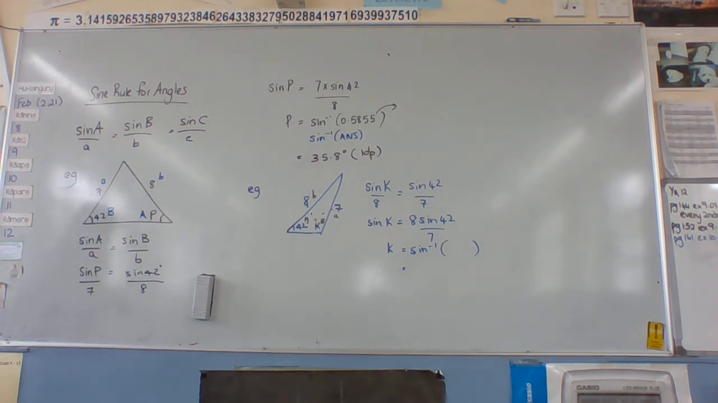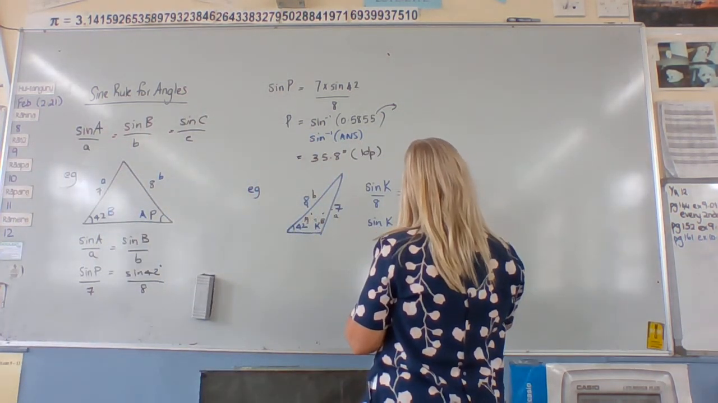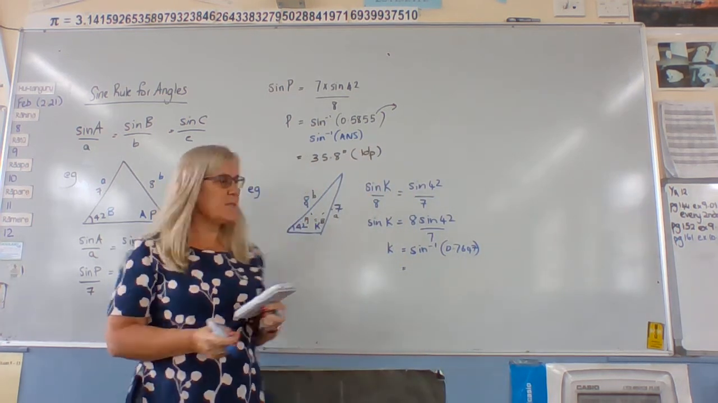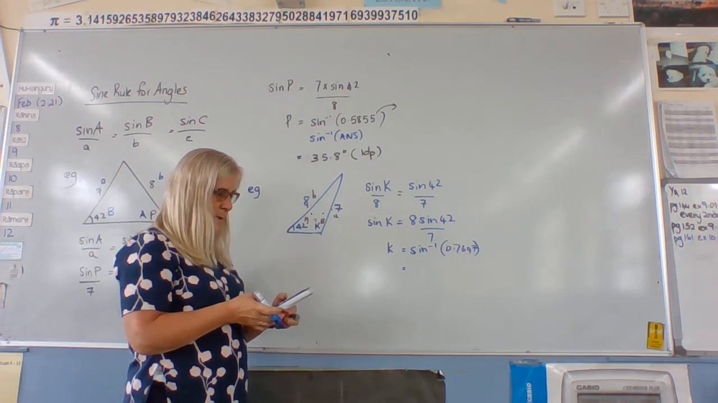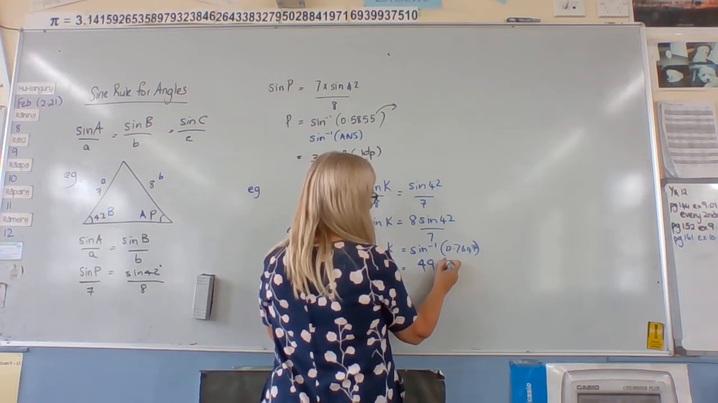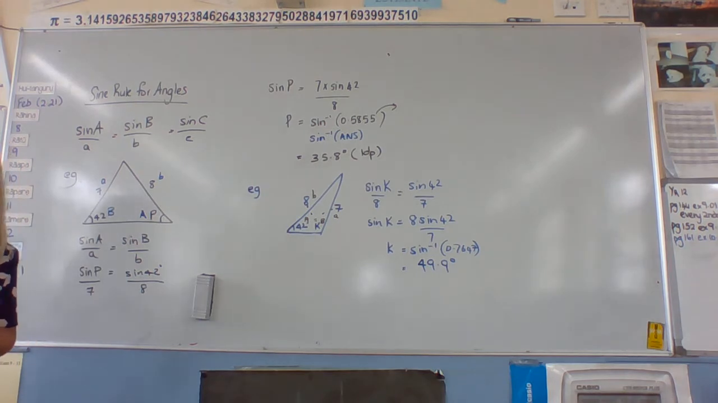Be doing this on our calculators as we keep up with me. 0.7647. So we second, answer, this time it should work. 49.9 degrees. Right. Does K look like it's 49.9 degrees?